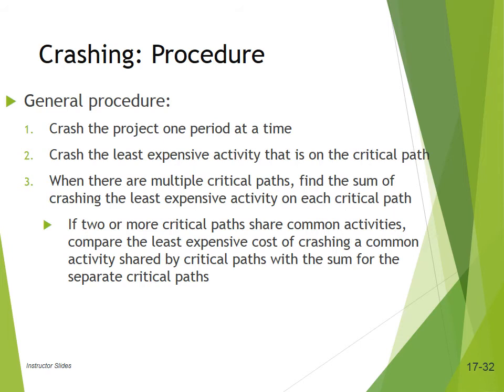Crash the project one period at a time. Crash the least expensive activity. In a critical path, you will have different activities. So crash the project one period at a time. Okay, don't crash all at the same time. Next, choose the activity which is least expensive and crash it, because you will need fewer resources to crash that activity. When there are multiple critical paths, find the sum of crashing the least expensive activity on each critical path.